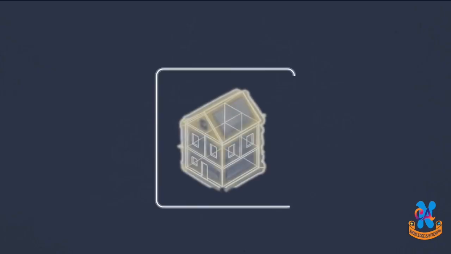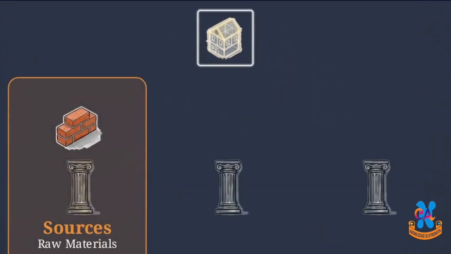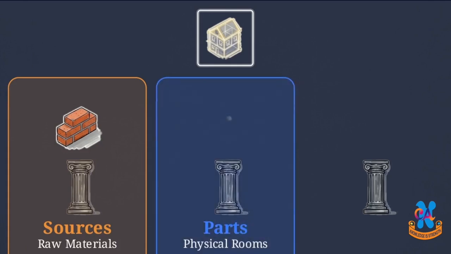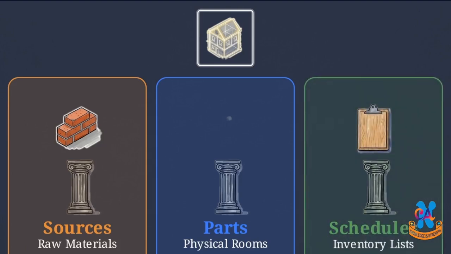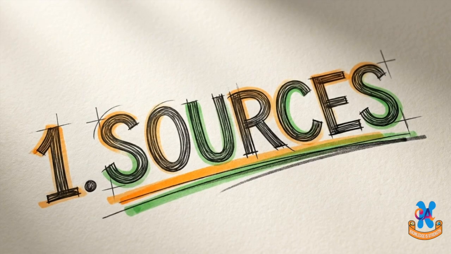This animated blueprint shows a simple way to visualize the Indian Constitution as a house. The sources are the raw materials imported from other countries to build the structure. The parts are the physical rooms, and the schedules are the specific inventory lists kept inside those rooms. Dr. B.R. Ambedkar and the drafting committee designed it this way on purpose. Recognizing this architecture turns a chaotic list of rules into a logical, predictable system. So let's look at the materials first.